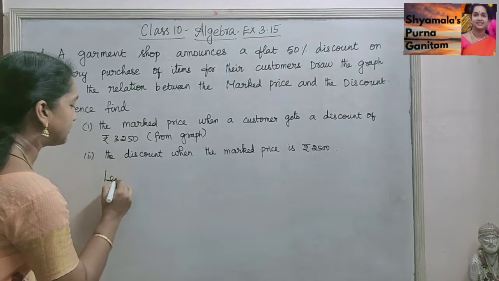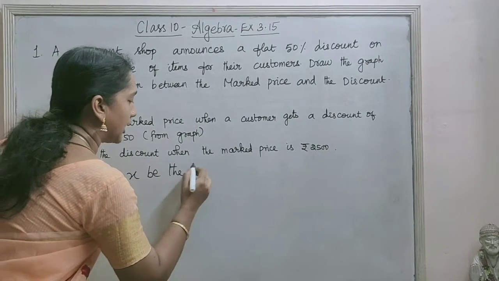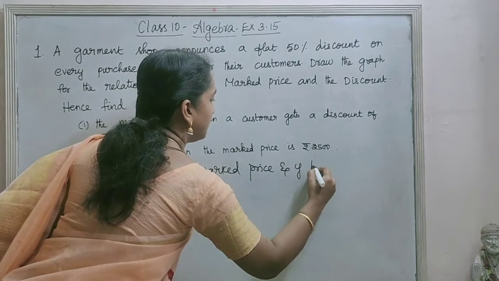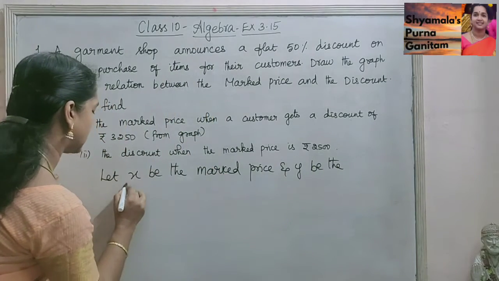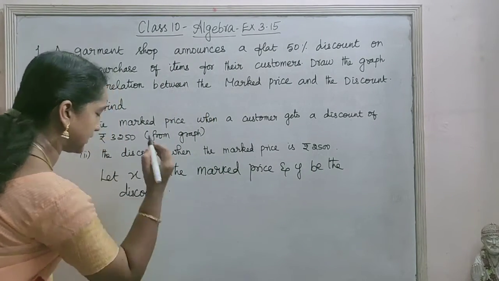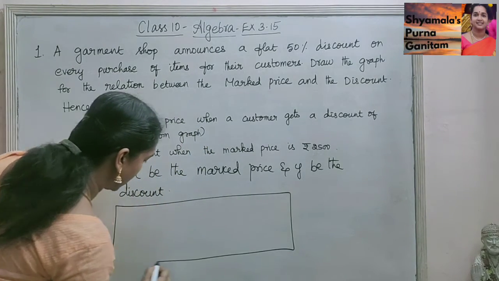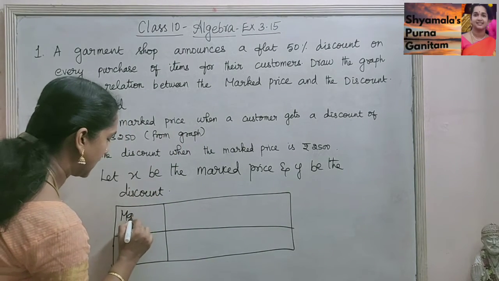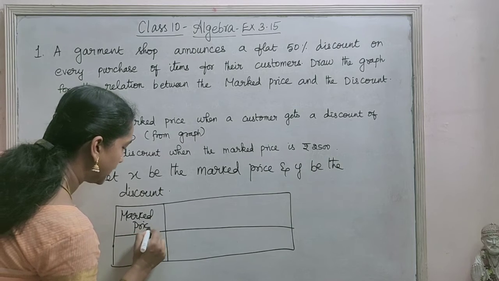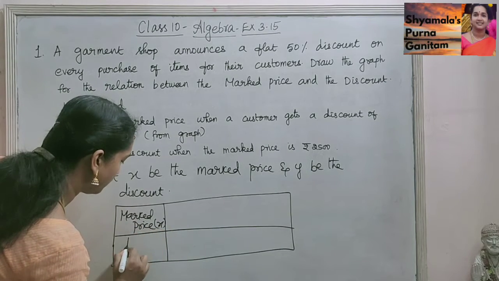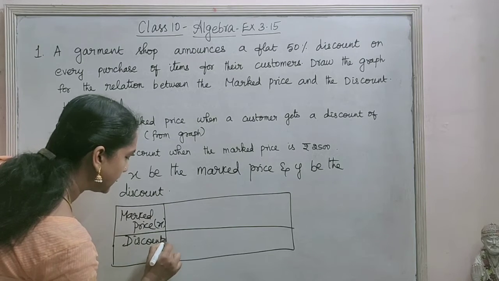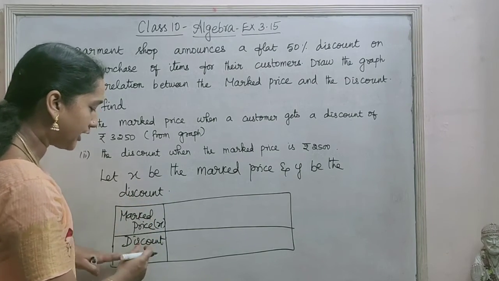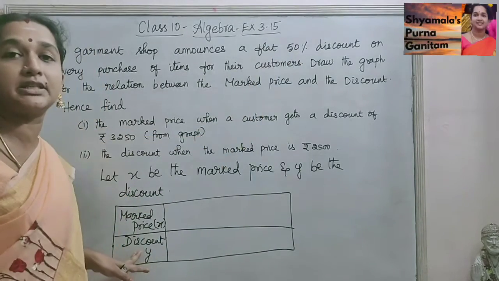So let x be the marked price and y be the discount percentage. In a tabular column, we are finding x and y, where x is the marked price and y is the discount percentage. We will take the marked price and accordingly calculate the discount, that is 50% discount.